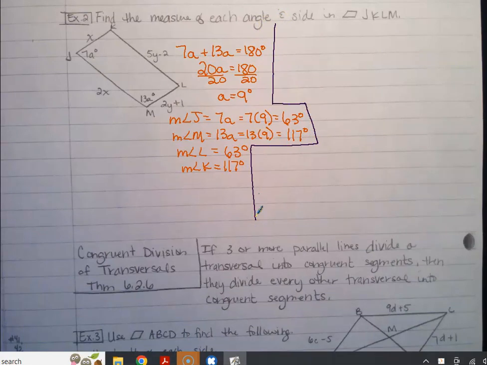2x. Wait, how do you... Say it. You're right. Oh yeah, 2x equals 5y minus 2. Okay, so we have 2x equals 5y minus 2 because this side is congruent to this side. What would our other equation be? x equals 2y plus 1. Good, because this side is congruent to this side.